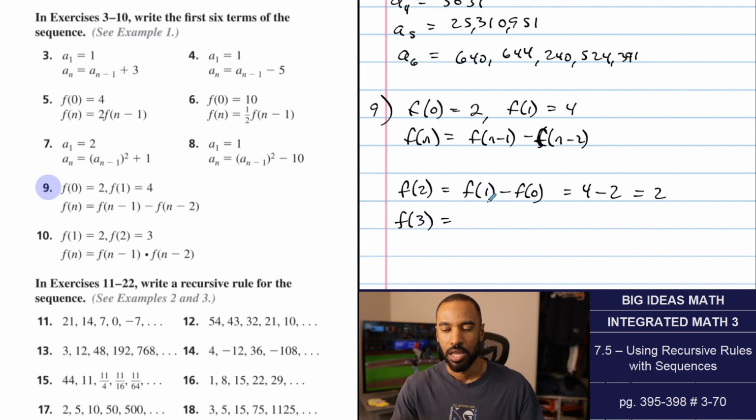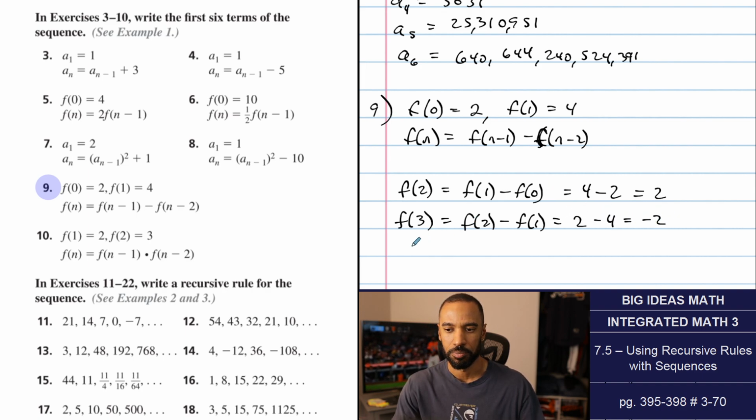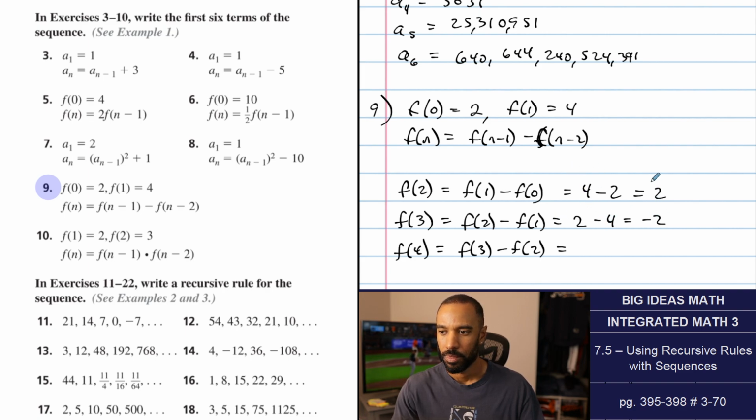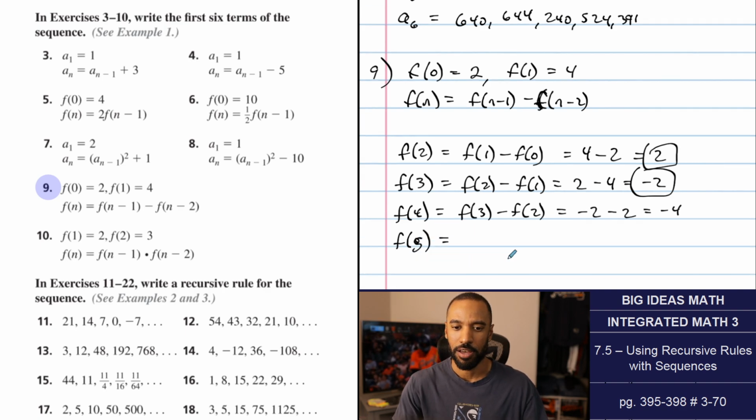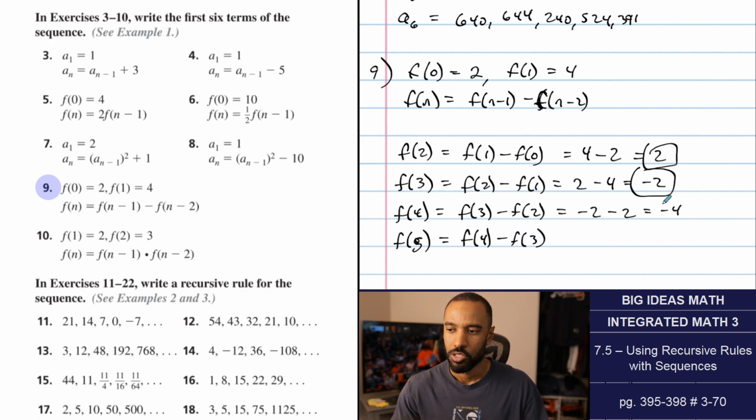F of 3 will take the second term minus the first term. So that's going to take 2 minus 4, which is negative 2. F of 4 takes f of 3 minus f of 2, which is negative 4. And f of 5, I think this last one, is f of 4 minus f of 3. So negative 4 minus negative 2, which is negative 2.